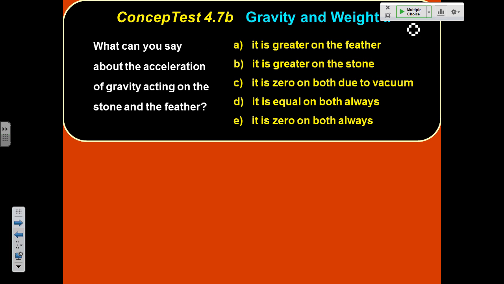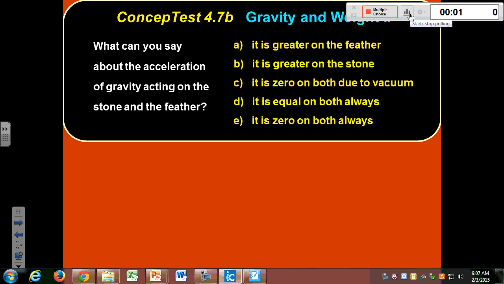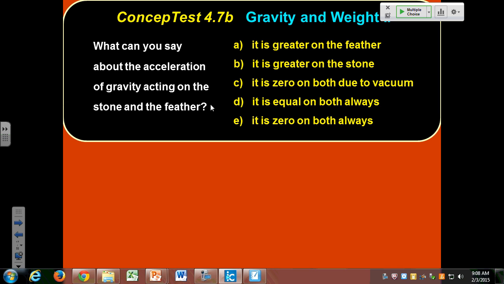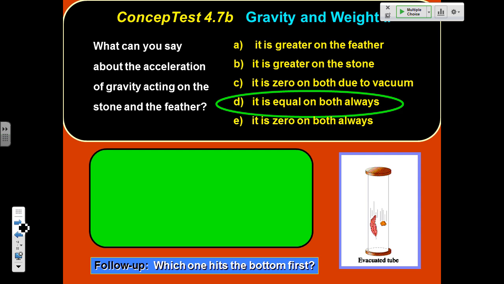All right, what can you say about the acceleration of gravity acting on the stone and the feather? I'm going to stop at 25. We just said this. It should be an easy one for you. Excellent. D is the right answer. All objects always feel that same acceleration due to gravity, or the same effect of gravity, rather.